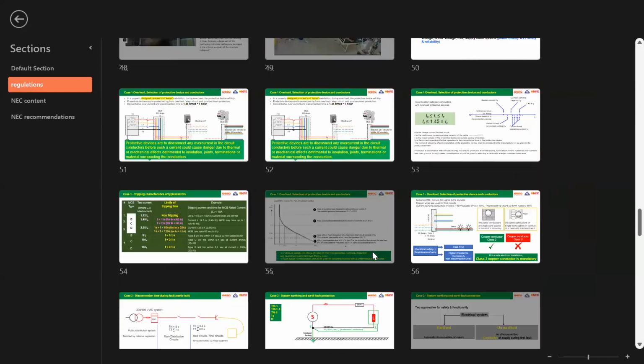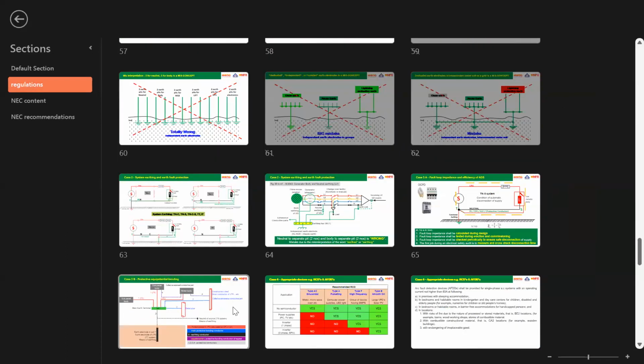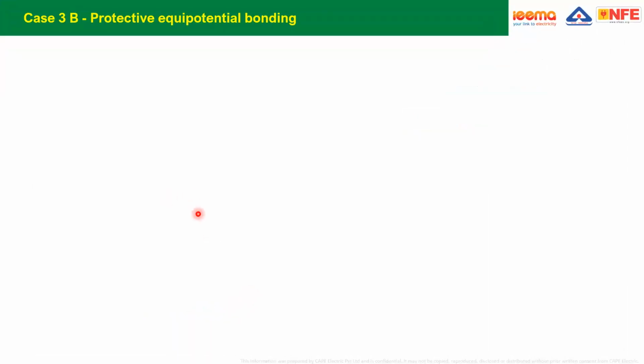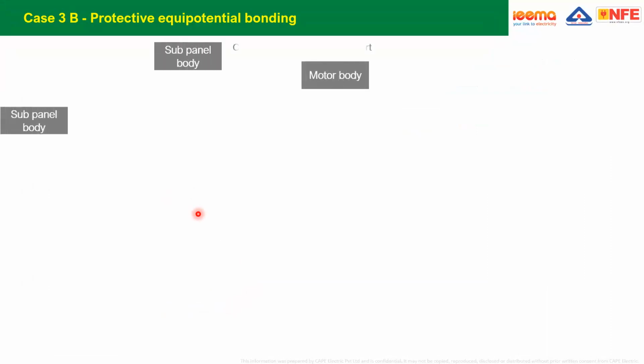So, for example, you can find this picture also in the NEC Part 1, Section 18. For example, in your building, you have exposed conductive parts. Examples are panel board body, motor body. All these are technically called exposed conductive parts. Look at the definition for more information, please.